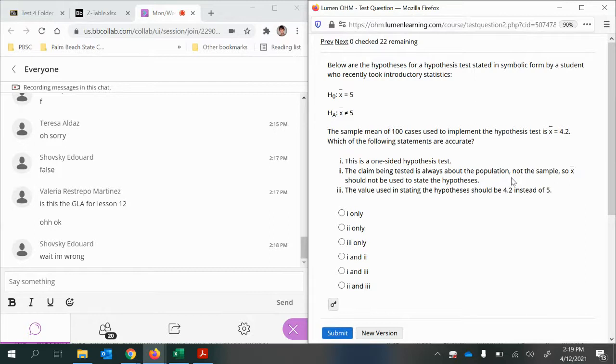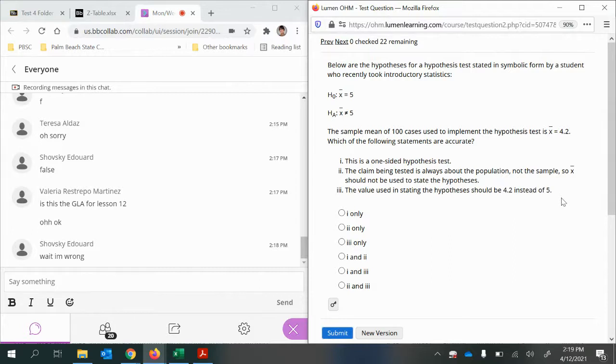Okay, the next question says, below are the hypotheses for a hypothesis test stated in symbolic form by a student who recently took introductory statistics. The sample mean of 100 cases used to implement the hypothesis test is X bar equals 4.2. Which of the following statements are accurate? 1, this is a one-sided hypothesis test. 2, the claim being tested is always about the population, not the sample. So X bar should not be used to state the hypotheses. And 3, the value used in stating the hypotheses should be 4.2 instead of 5.